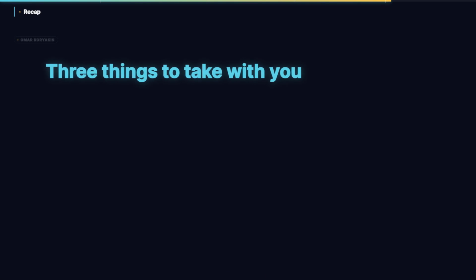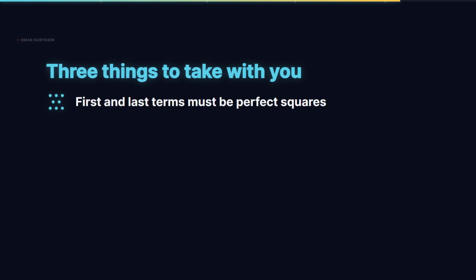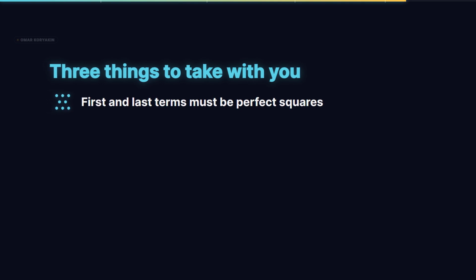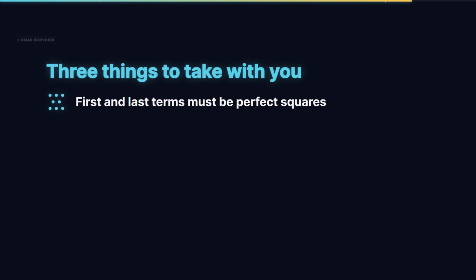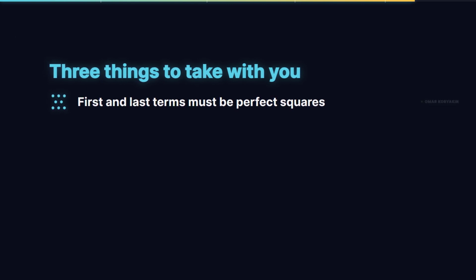Three takeaways for perfect square trinomials. They make the recognition test fast and the factoring trivial. The first and last terms must each be a perfect square. If the first term is not the square of something or the last term is not the square of something, the trinomial is not a perfect square and the pattern does not apply. Move on to the AC method or another technique.